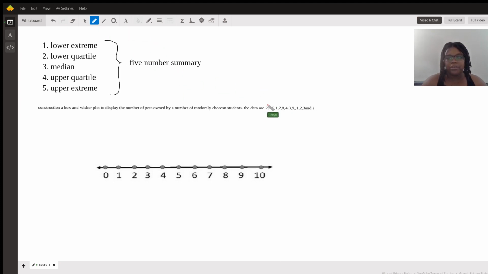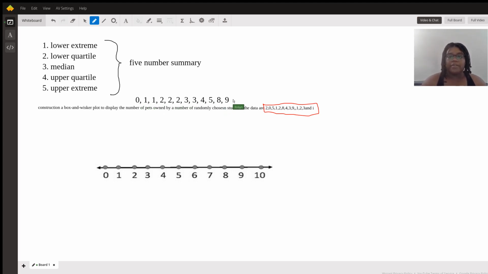So the first thing that we want to do is take a look at our data set here and organize those numbers. So if we want to put them in order, we can see that the smallest is 0. We've got a couple of 1s, some 2s, a couple of 3s, 4, 5, 8, and 9.